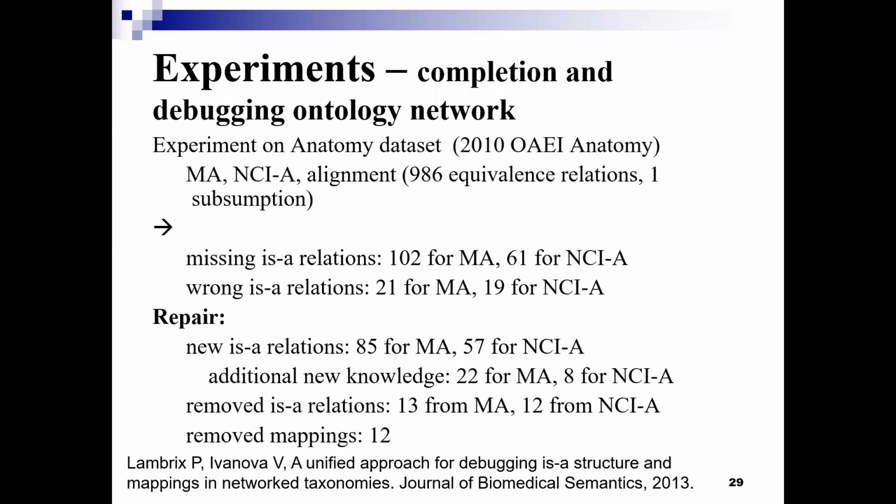Here's an experiment from the anatomy data set from 2010 again, where we have a network. Using the network, we found 102 missing isolations for the first ontology, 61 for the second, but also 21 wrong relations and 19 for the second, using the validation step in Repose. Now for the new isolations, we added 85 for MA, which repaired the 102, which also gave us 22 completely additional knowledge, which was not in the network before. And for NCIA, the 61 were repaired by adding 57, of which 8 were completely new knowledge. Also 13 ISA relations were removed from the first ontology, 12 from the second, and the reference alignment also had mistakes, so 12 mappings were removed.